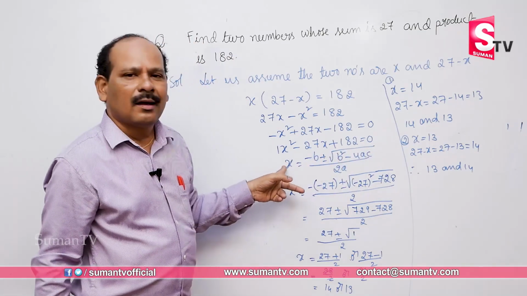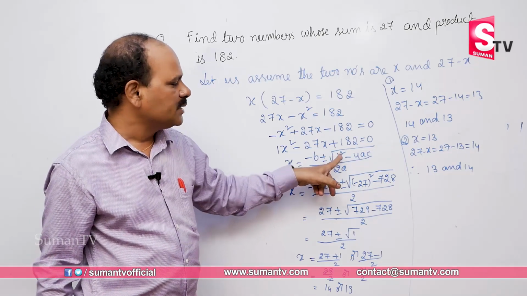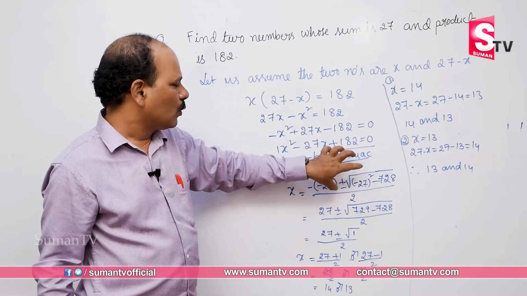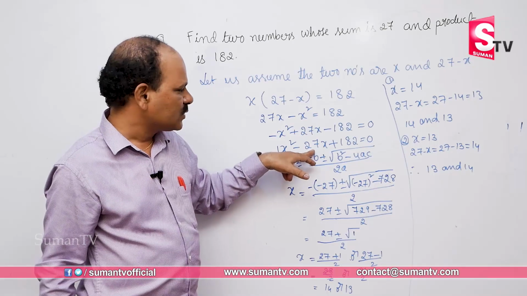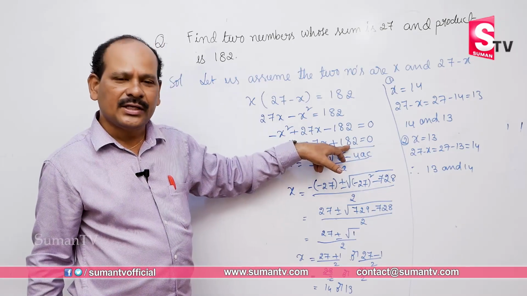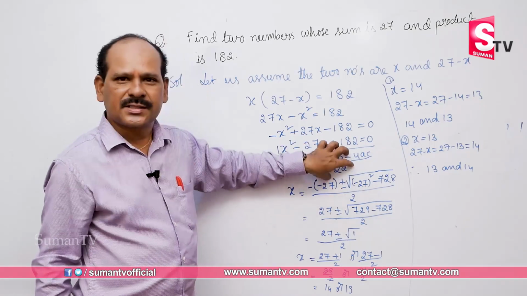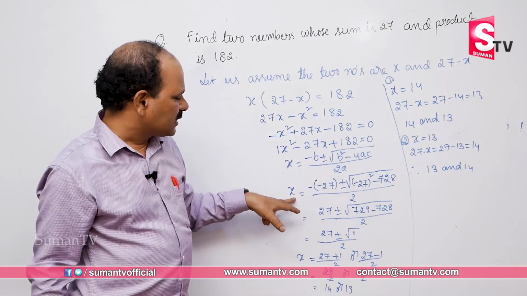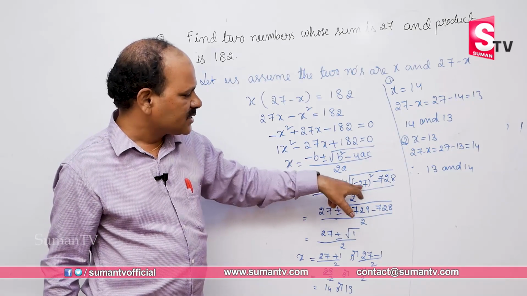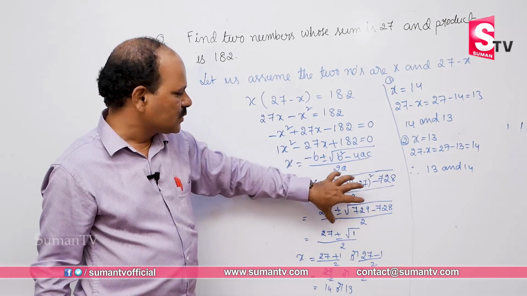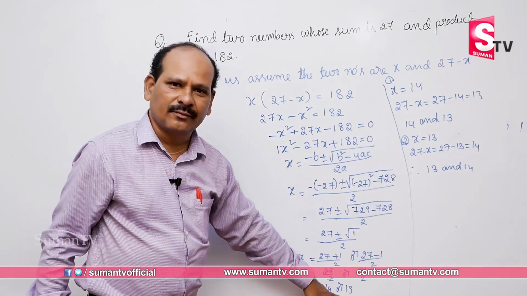Now the quadratic equation formula, x is equal to minus b plus or minus root b square minus 4ac by 2a. Now I am taking a as 1, b as minus 27, c as 182. I am substituting a, b, c values in this formula. If I substitute this, I am getting finally 14 or 13.